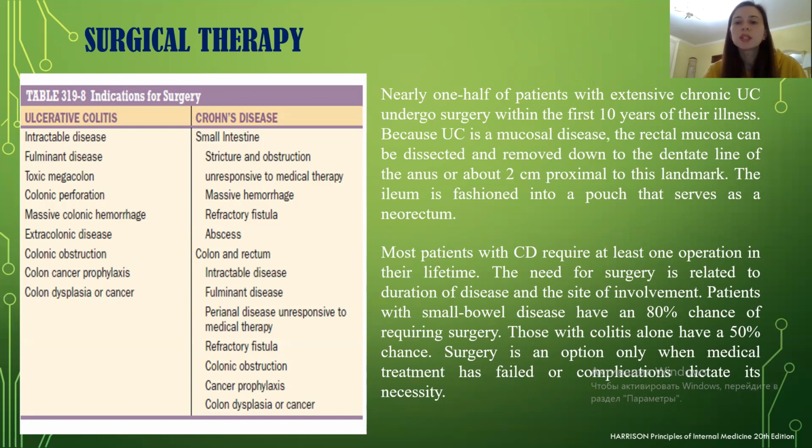Most patients with Crohn disease require at least one operation in their lifetime. The need for surgery is related to duration of disease and the site of involvement. Patients with small bowel disease have an 80% chance of requiring surgery. Those with colon disease alone have a 50% chance. Surgery is an option only when medical treatment has failed or complications dictate its necessity.